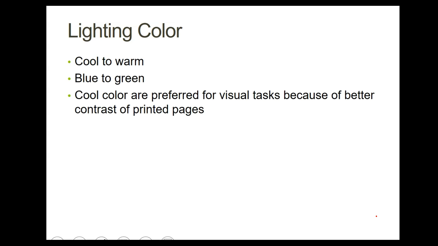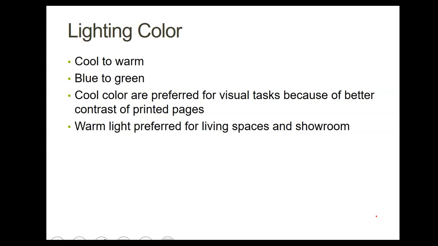The lighting color is something you have to pay attention to because it has a lot to do with decor, comfort, and also the task. It goes from cool to warm, also blue to green. Cool colors mostly lean toward blue, and they're good for contrast and better for reading. Those go more toward blue and a kind of white blue. If you go to warm, it mostly goes toward orange or yellow.